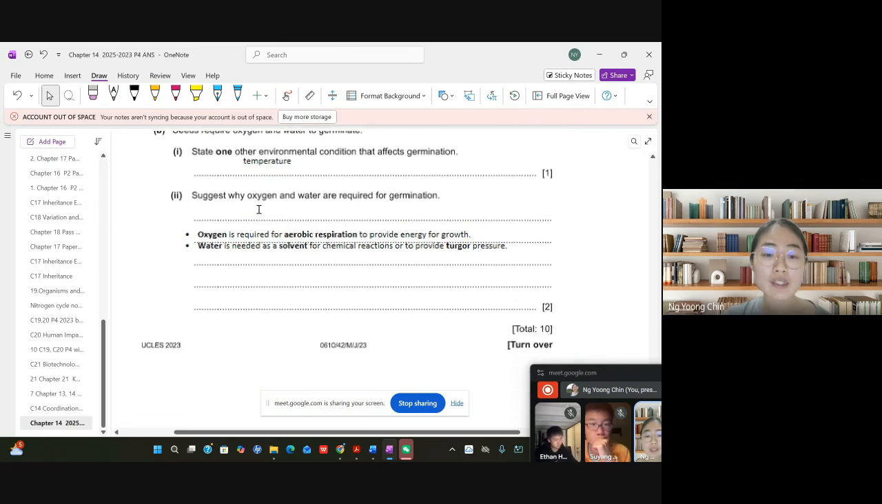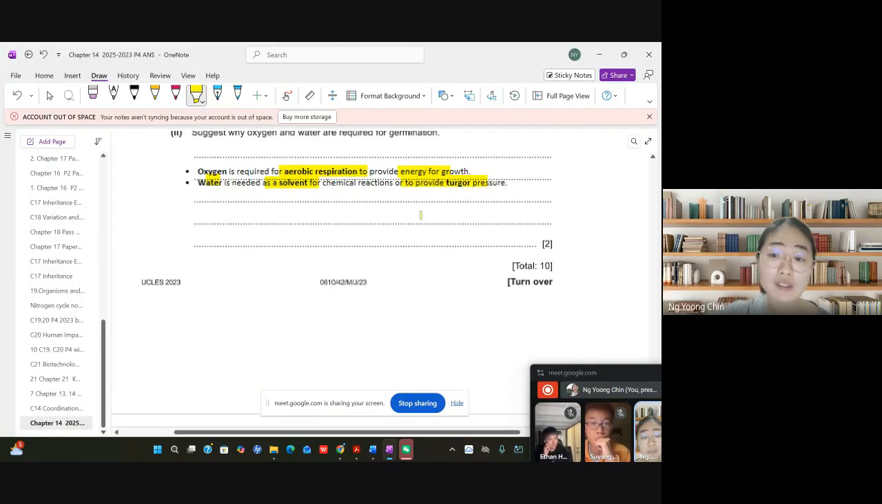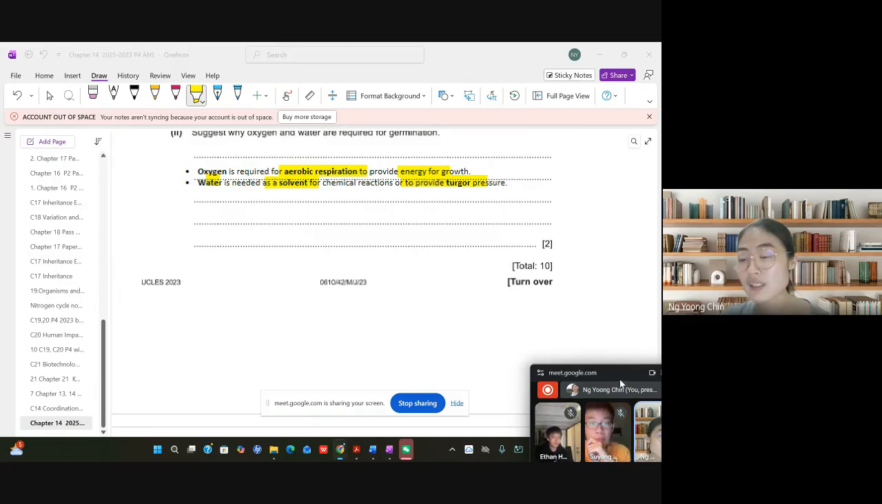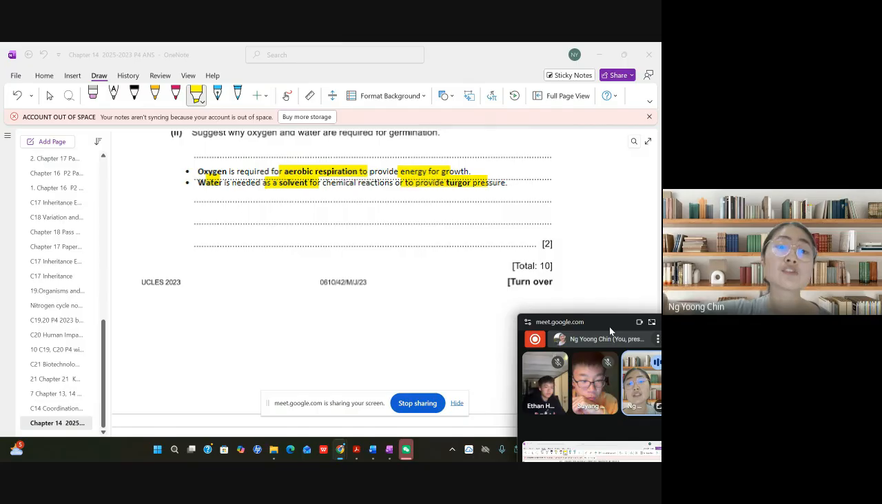Yeah, so the temperature, okay, they will affect the germinations. And then, okay, oxygen is required because the seeds during germination, they do what? They do the aerobic respirations, okay, to provide energy for growth. And then the water, okay, is a solvent to provide the turgor pressure. Yeah. So water help in the turgor pressure, and the water is a great solvent. You know what's a solvent? Solvent refer to there's a lot of solid, right? They can dissolve in the water.